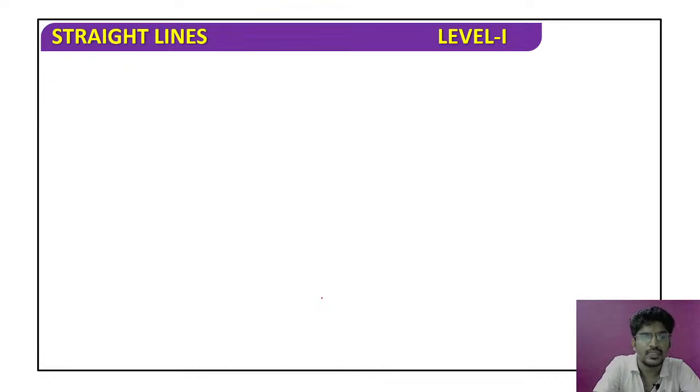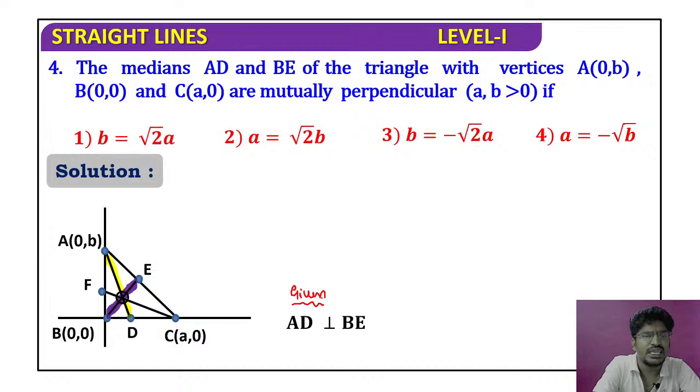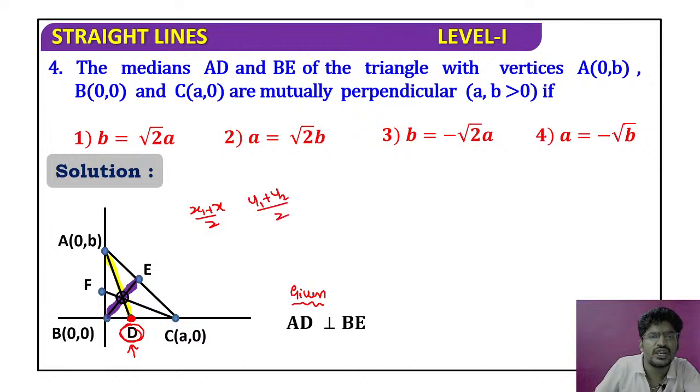Now next see here what happens. The point D you have to identify. How to find the point D? This is the median, which means D will be the midpoint of BC. If it is the midpoint of BC, you know the formula: x1 plus x2 divided by 2, y1 plus y2 divided by 2. So that will be 0 plus a divided by 2, which is a by 2. The other term is 0. So this will be the point D.